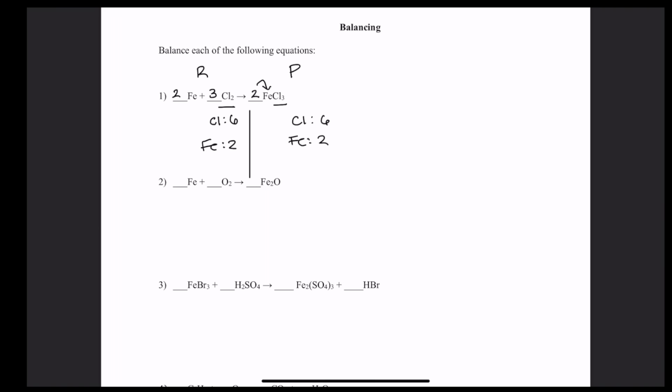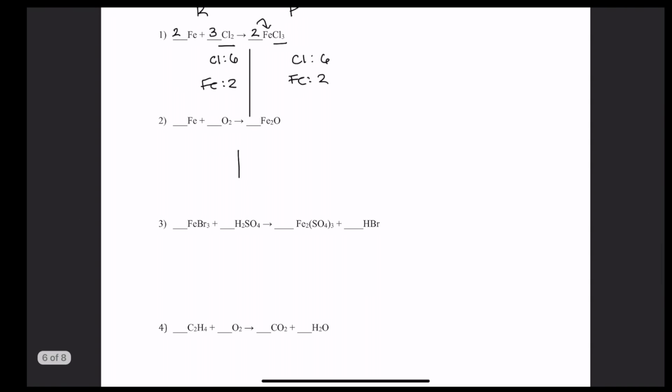Now let's use the same approach for question number 2. Look at the subscript. Actually, first, draw the line of reactant and product. So we have Fe and oxygen, Fe and oxygen. Subscript: Fe has 1, oxygen has 2, Fe has 2, oxygen has 1. So here it doesn't matter which one you balance first. I'm just going to balance iron first.